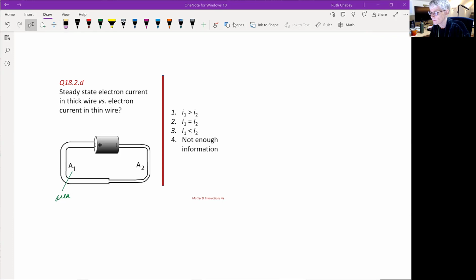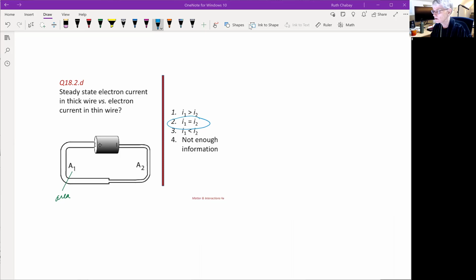So how does the current in wire one, number of electrons per second, compare to the current in wire two? Now be careful about the question. I'm asking you the number of electrons per second. I'm not saying is anything different in these two wires. I'm saying is the number of electrons per second passing through these wires different. So here's what you said. And the most popular answer is that I1 equals I2. And that has to be correct from everything we've just talked about.